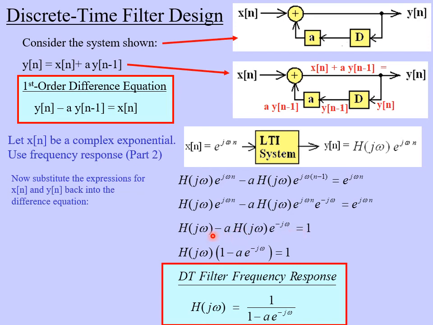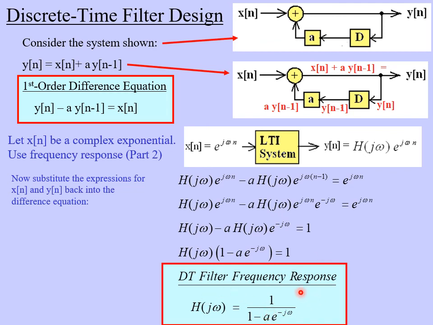We want to solve for the frequency response h. So let's factor out the h. Notice it's in both these terms here. And we have 1 for this term minus a times e to the minus j omega for that term. And that's all equal to 1. Finally, we can divide by everything in the parentheses here, and we get our discrete time filter frequency response. The frequency response, h of j omega, is equal to 1 over 1 minus a times e to the minus j omega. And remember, a is a number that we can set in this block diagram. So we can kind of design this filter by picking and choosing different values of a.